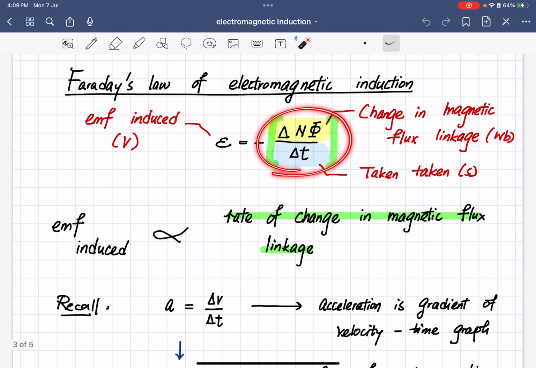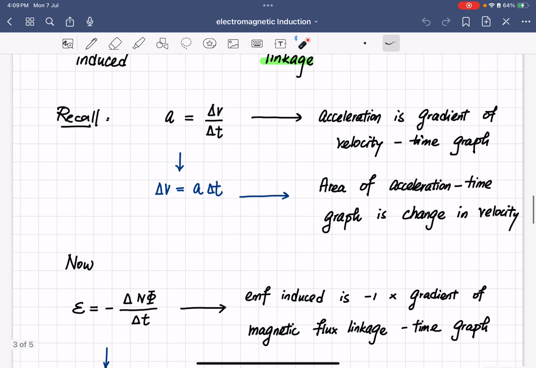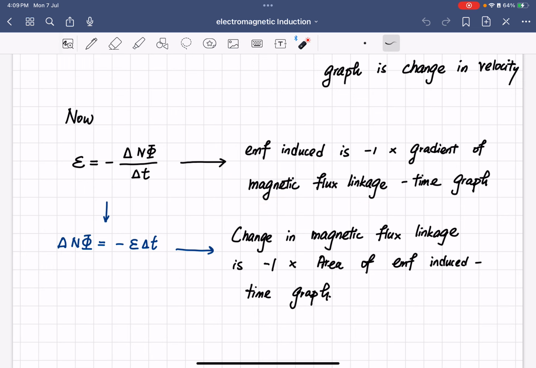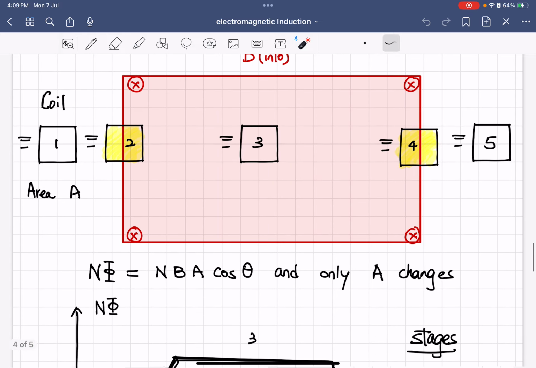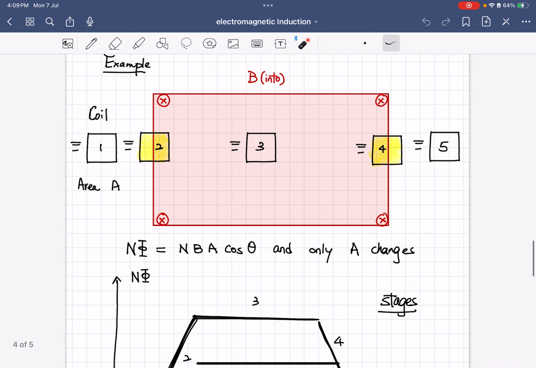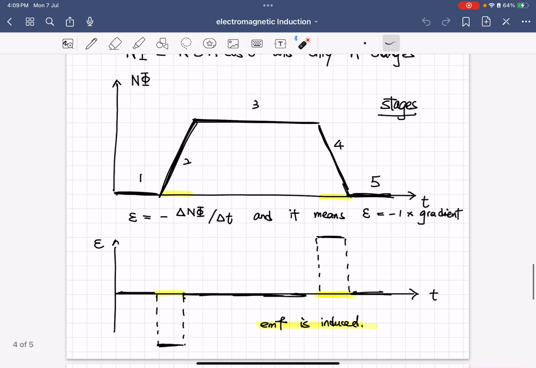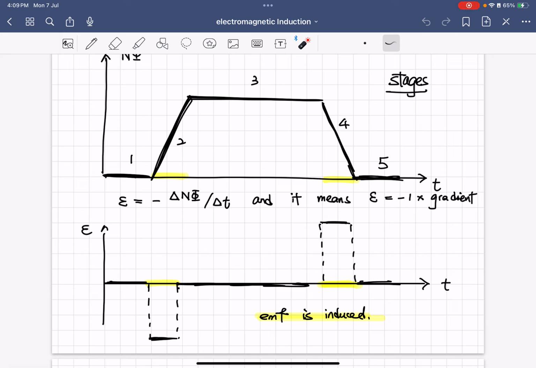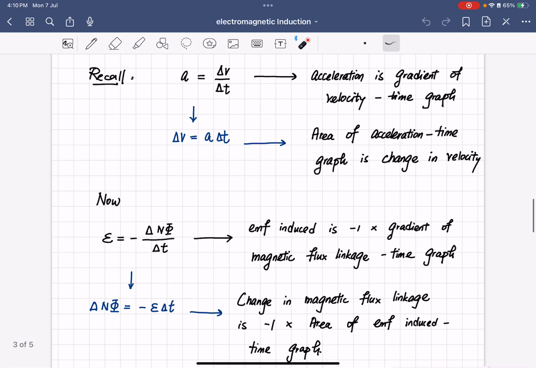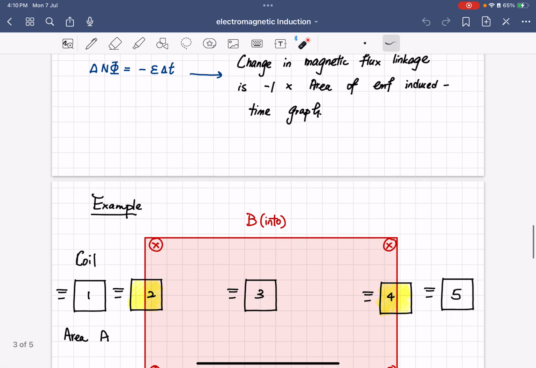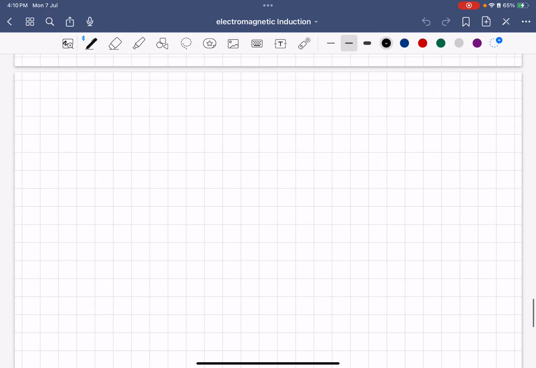And how do we give an interpretation of this? Is that we try to interpret the right hand side as the gradient of a graph. So that we put here that the EMF induced is the -1 times the gradient of the magnetic flux linkage time graph. This is like the delta y, delta x. This is rise over run. So then we list one example and illustrate that only when there is a change in the magnetic flux linkage, then we will have an EMF induced. And now we do not just say there is an EMF induced, we will also be able to mathematically find out the size of the EMF induced, and then which is the gradient of the corresponding graph.